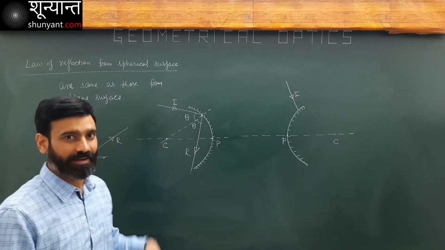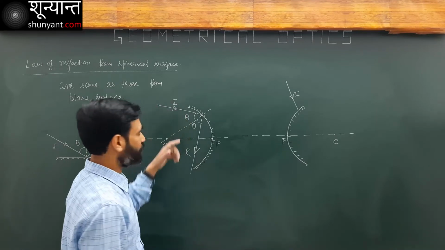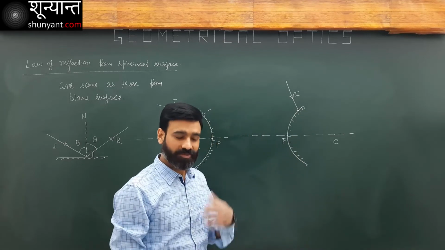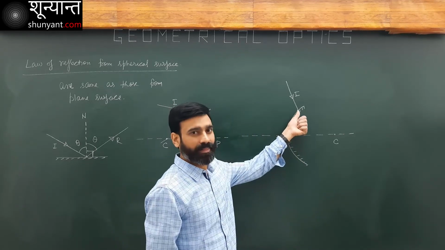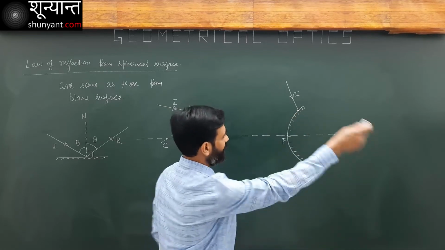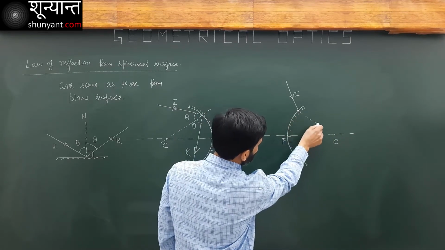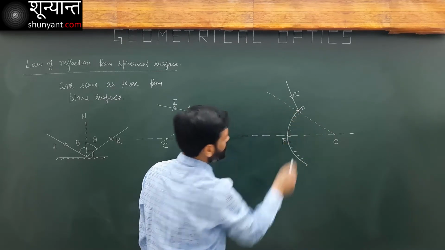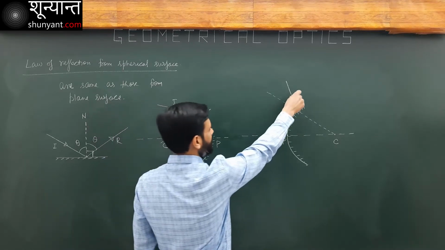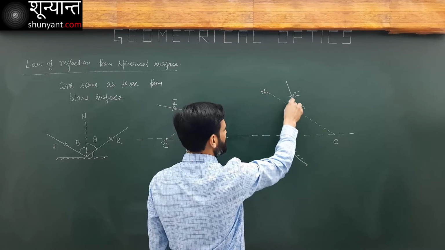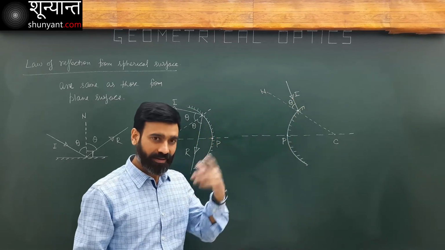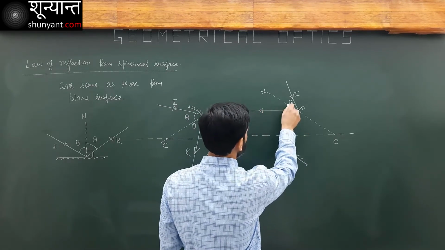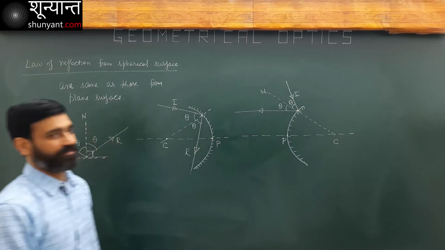How do I draw the reflected light? I will follow the same procedure. First of all, I will draw a normal here. Drawing normal is super easy. Connect this point with center. It becomes normal. So you simply have to connect this point with center, and this line becomes normal. Angle between incident light and normal is angle of incidence. Light will be reflected on the other side of normal, making same angle. It will be like this. Both angles will be same.